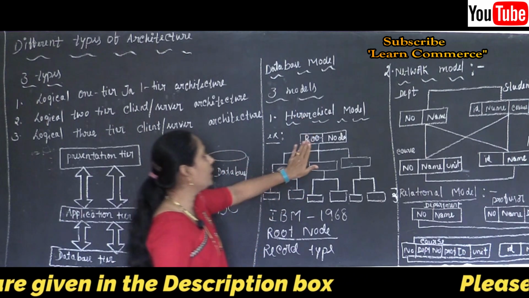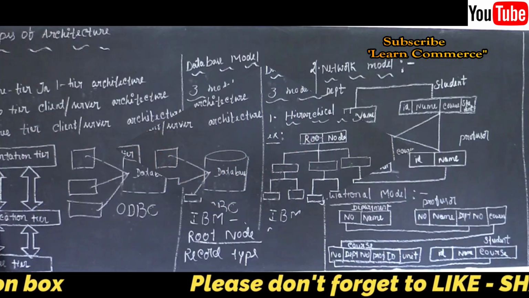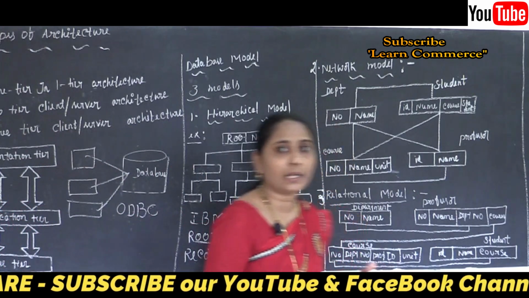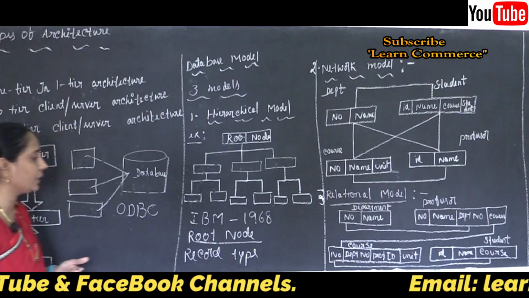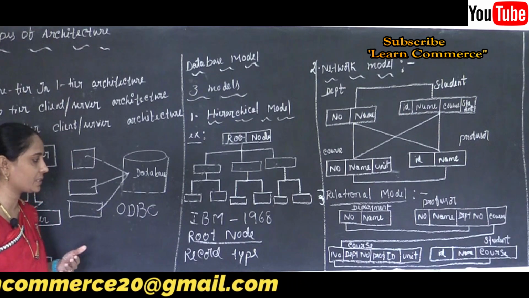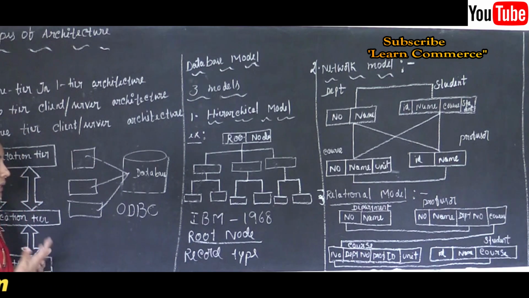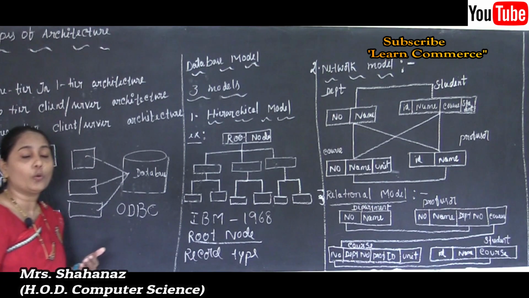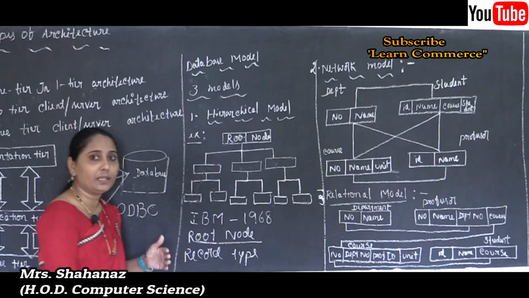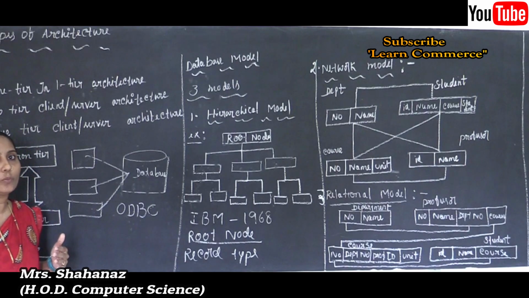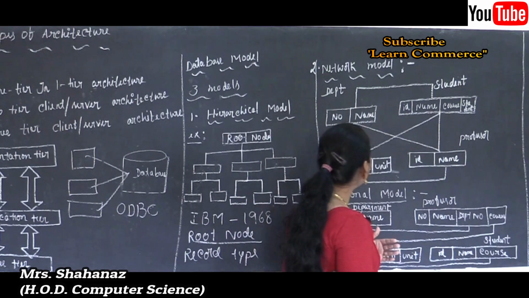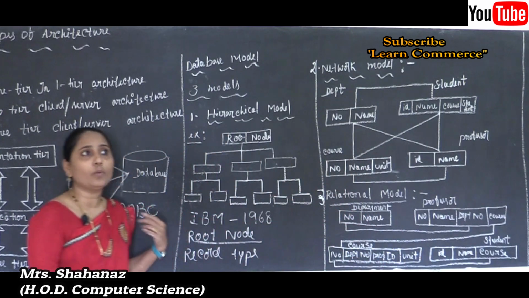So now we know the explanation about our hierarchical data model. That means the meaning of the hierarchical data model, the full form of IBM, and when it was developed, and about the root node, record type, and what about the child node, parent node, and also the diagram, and finally the advantages as well as the disadvantages of the hierarchical data model. And the second model is called the network model.